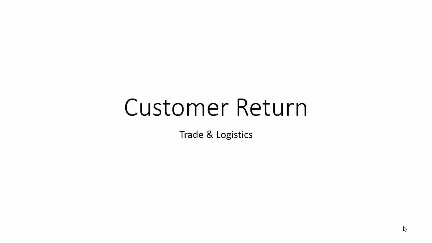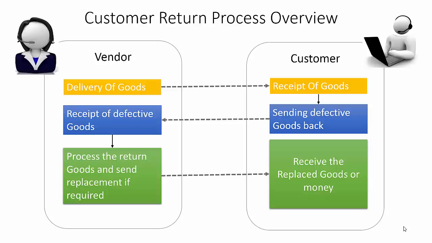Hi, in this session we will review the customer return process in general and a product demonstration for the same in Microsoft Dynamics AX 2012. After receiving the goods from the vendor, the customer will check the quality of goods and confirm the other order details. Sometimes goods may get damaged during transportation, or may not meet the customer's expectations, or be found defective. In such cases, the customer will send the goods back to the vendor.